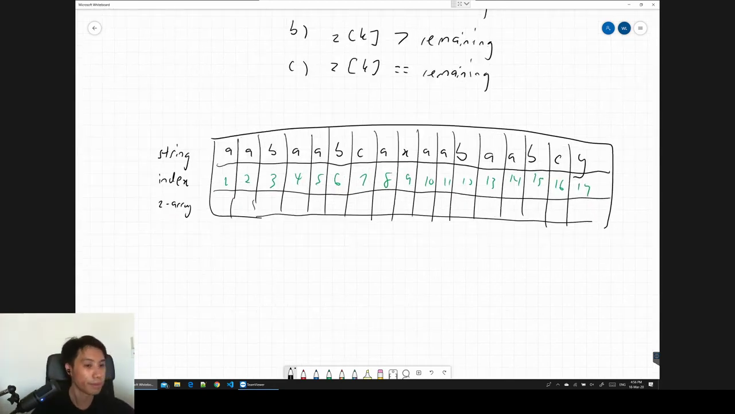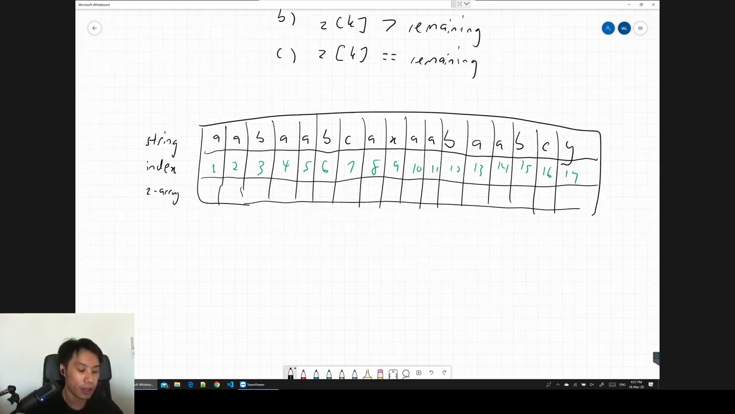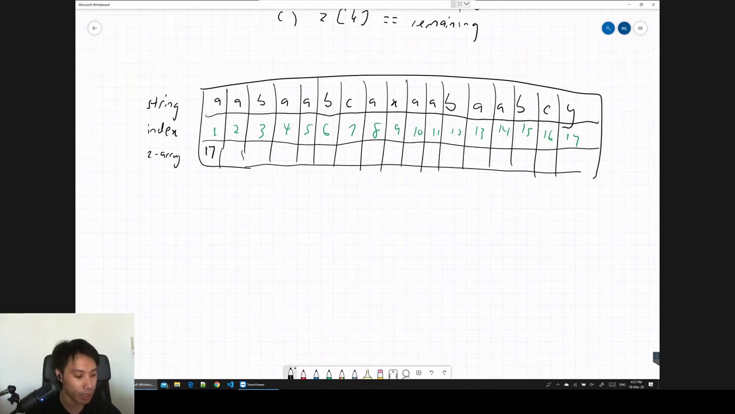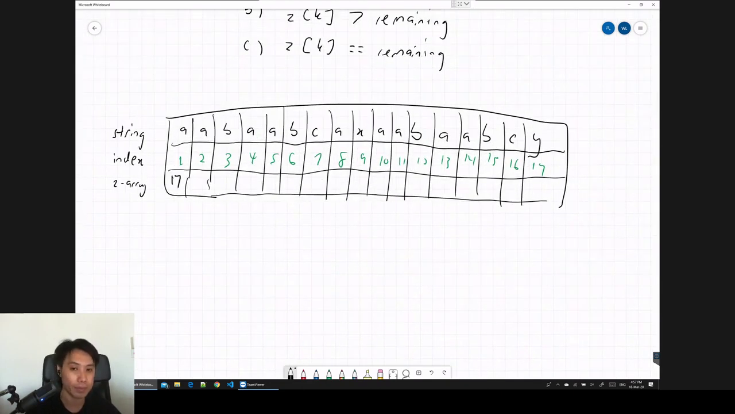Okay, so we are now going to try to fill up the Z box. We are going to try to fill up the Z array using the Z algorithm. First of all, as we know, the first position is totally not important. We usually ignore it, or we usually save the length of the entire string, which is 17. Clear so far?